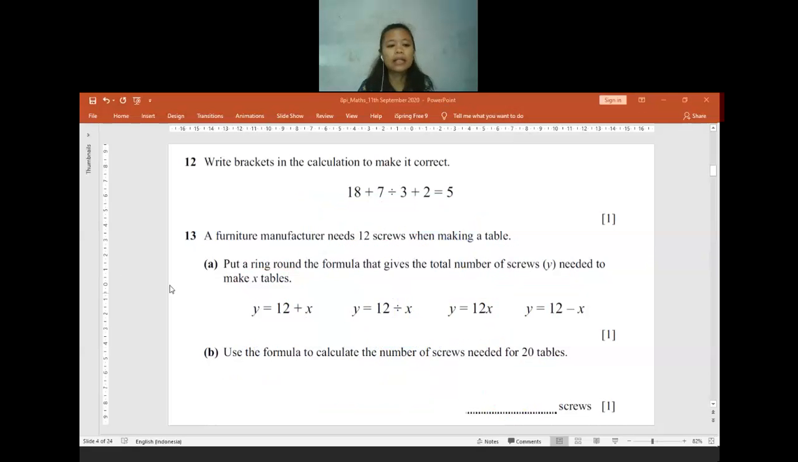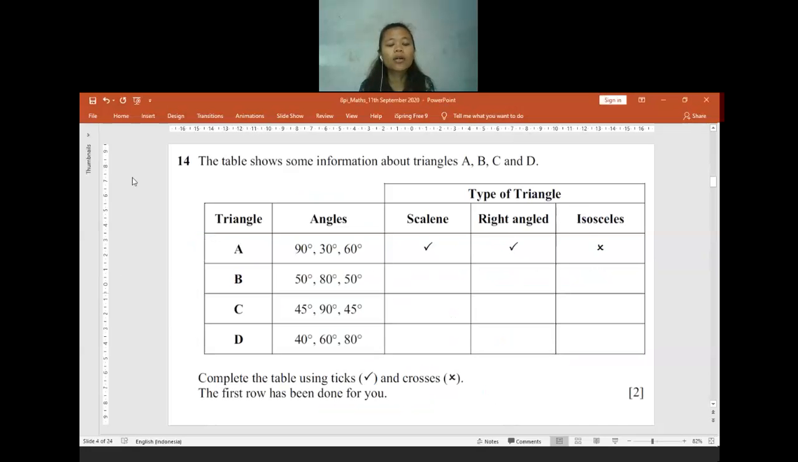Okay, let us move to question 14. For question 14 in here, we already have a type of triangle. It can be scalene, right angle, and isosceles triangle. We already have the angles. We just have to put what type of triangle it is.